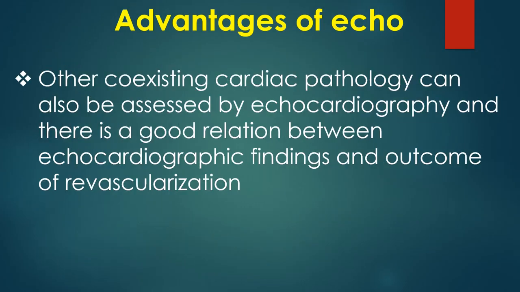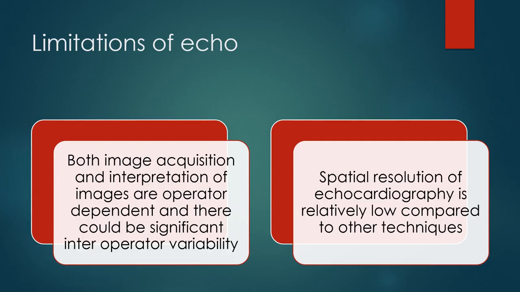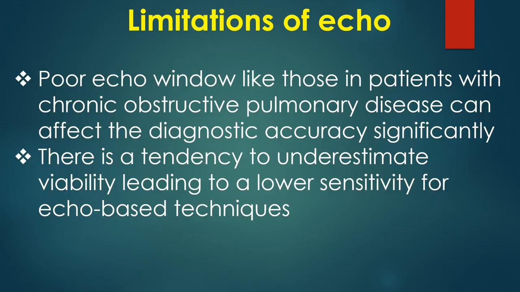Other coexisting cardiac pathology can also be assessed by echocardiography, and there is a good relation between echocardiographic findings and outcome of revascularization. Both image acquisition and interpretation of images are operator dependent, and there could be significant inter-operator variability. Spatial resolution of echocardiography is relatively low compared to other techniques. Poor echo window, like those in patients with chronic obstructive pulmonary disease, can affect the diagnostic accuracy significantly. There is a tendency to underestimate viability, leading to a lower sensitivity for echo-based techniques.